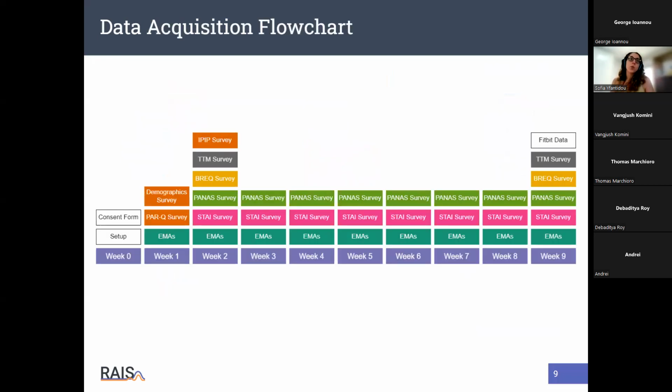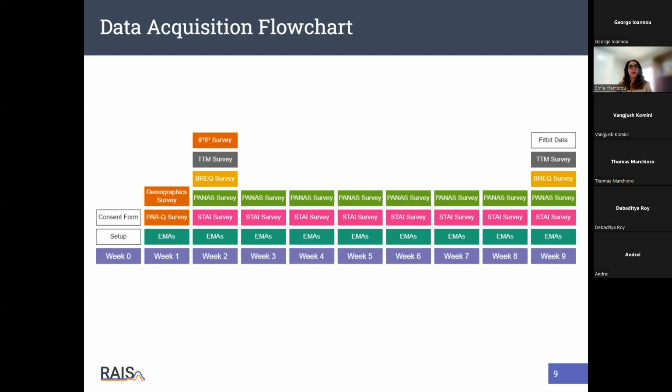With regards to when we can find which types of data, on week 0, the users completed a consent form and the recruiters helped them set up their Fitbit devices. On week 1, we had the demographic survey as well as the PAR-Q survey, which examined if the users suffer from some health condition that prevents them from exercising.